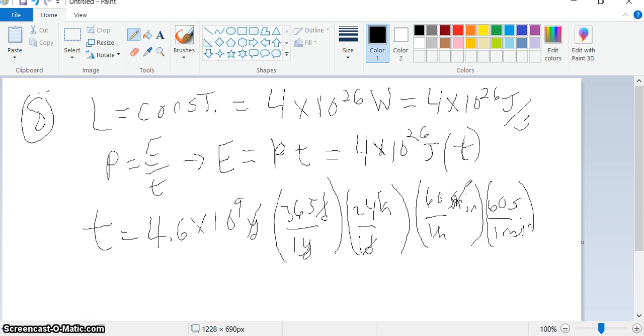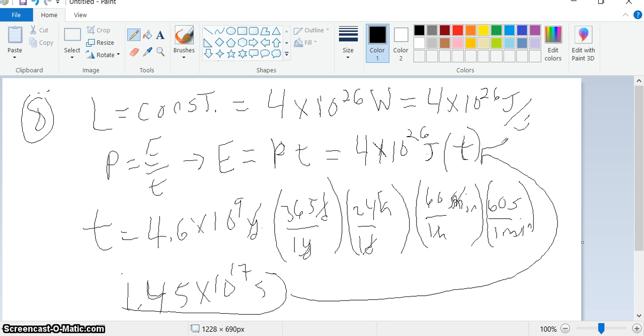So you multiply 4.6 times 10 to the ninth times 365 times 24 times 60 times 60, and what do you get? Let's see, I get 1.45 roughly, 10 to the 17th seconds. All right, so now that you have that in seconds, you're going to put that in right here.